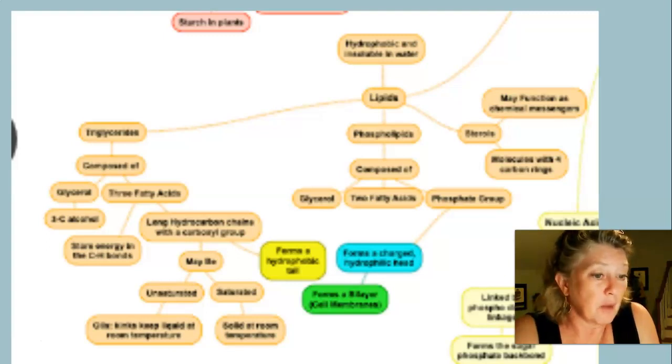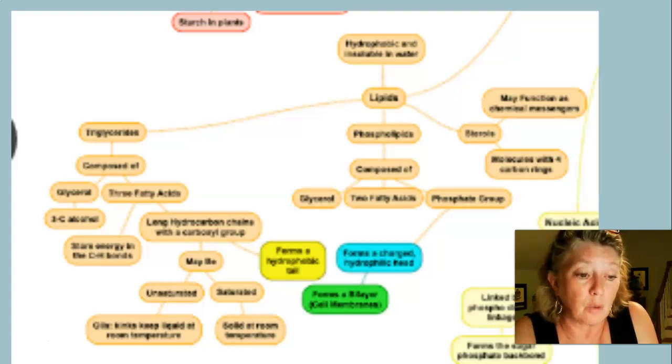A couple other things that you should probably know about our lipids is that they are important for coverings and insulation. So blubber in whales, the cuticle on leaves are made out of waxes, which are part of this group. So the cell membranes, insulation, waterproofing, and chemical messengers are all different jobs that the lipids have.